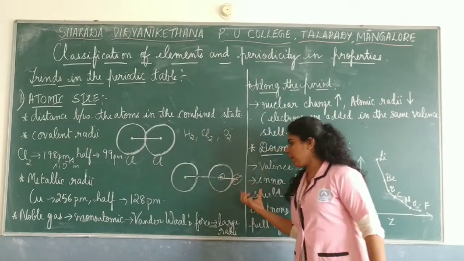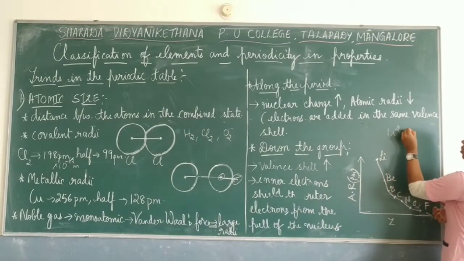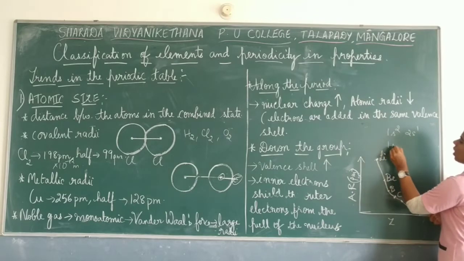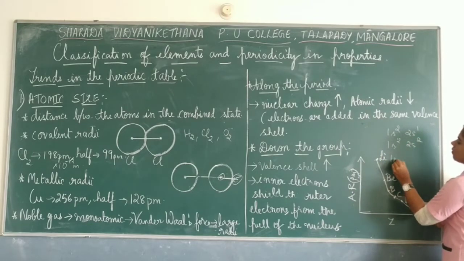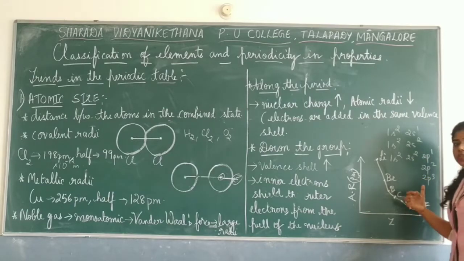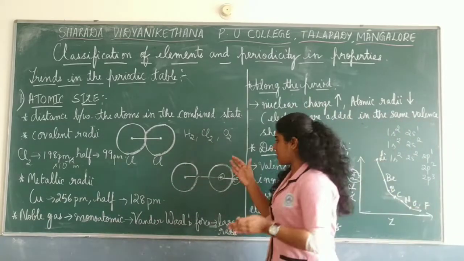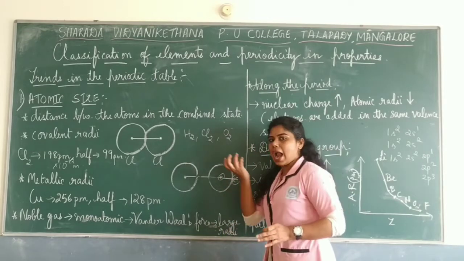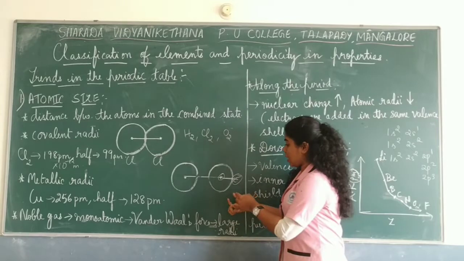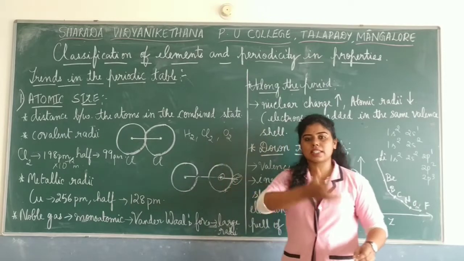Now when you go along the period, how do you write the electronic configuration for lithium? You write it as 1s2, 2s1. Then beryllium you have 1s2, 2s2. Then next you have 1s2, 2s2, 2p1. Then you have 2p2, 2p3. So as you go along the period, to the same valence shell, in the sense the outermost shell, the electrons are being added. It will be in the same shell, but the electrons keep adding up. Correct? Now when you say that electrons keep adding up, 2p1, 2p2, 2p3, till 6 it goes on along the period.